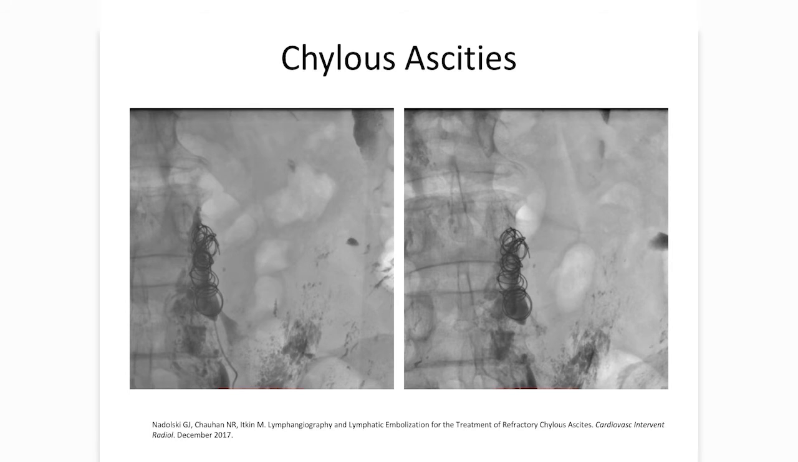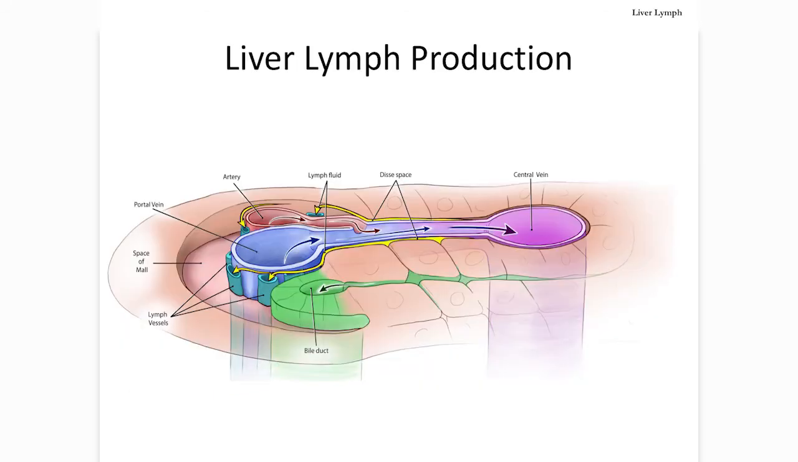This is post-coiling and post-glue injection in this patient. I'm switching completely to a different lymphatic system, and this is the liver lymphatic system.